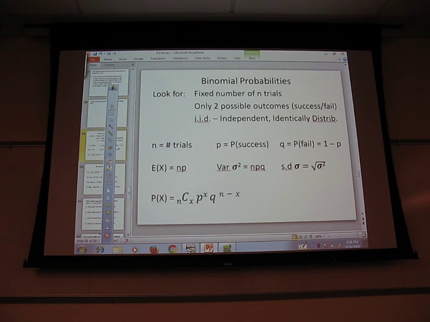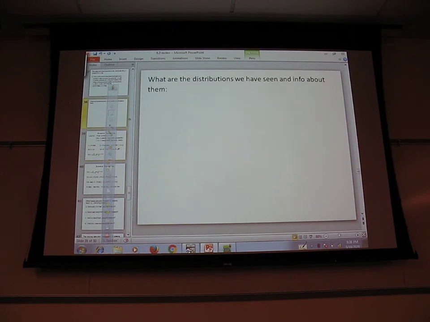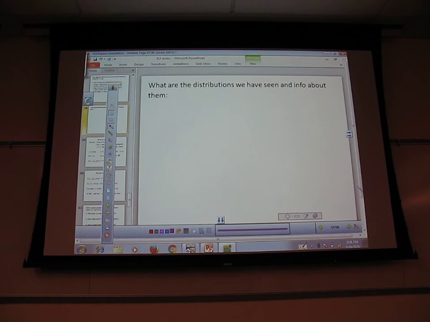Now, I think we talked about this already a little bit, right? So I want to ask you guys this question. With your neighbors for a minute, try to figure out what the distributions are that we've seen and information about them. So take 30 seconds to just figure out what the distributions we've seen are. Talk to your neighbors, 30 seconds.